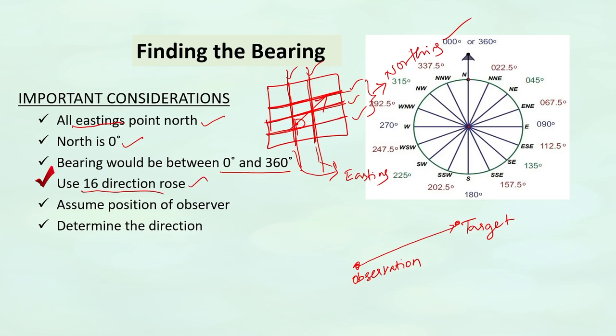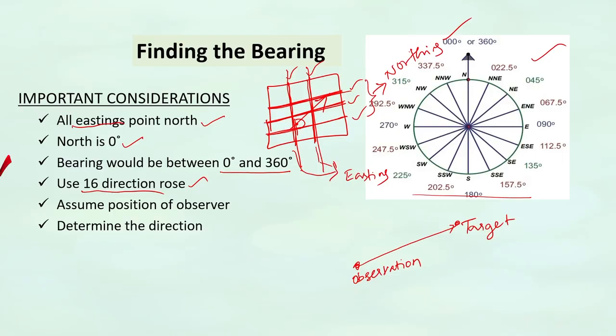Next, you should use 16 direction rows. 16 direction rows is nothing but this diagram you can get. There are 16 cardinal directions and each direction can be represented using angle values. You can utilize this first. If you get any angle in between, other than these 16 cardinal points, then you can use that value.